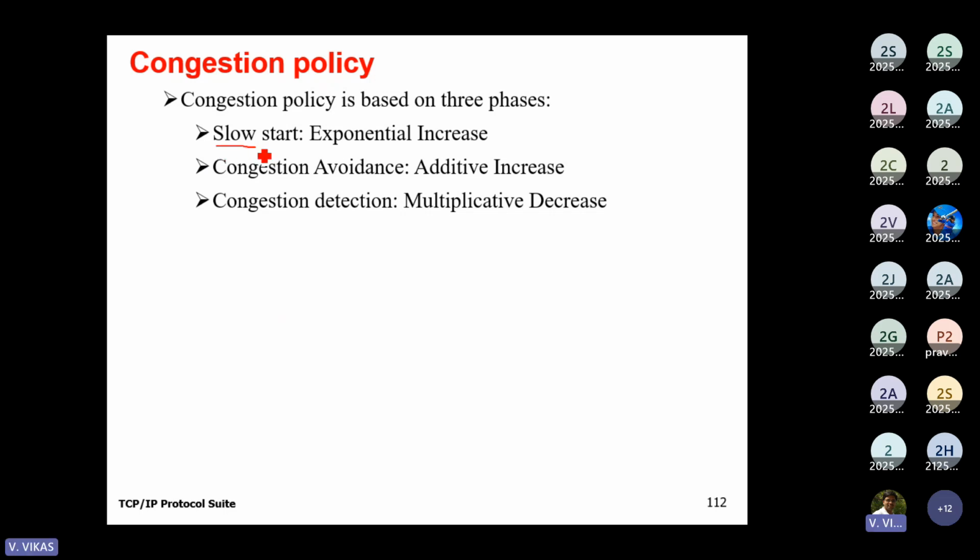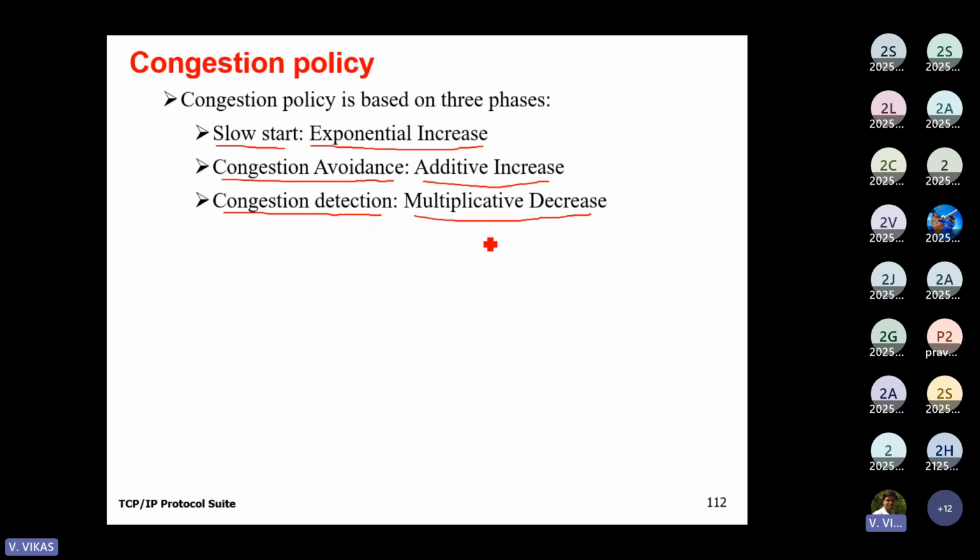So when we consider slow start, we can also call that one as exponential increase. And the next stage we are considering as congestion avoidance, where we are seeing additive increase. The last stage we are considering as congestion detection or multiplicative decrease. So within TCP, while implementing this congestion policy, we have three phases. In the first phase, we'll be starting slowly, but when we actually look at the graph, how the congestion window is updated, it will be like exponential increase.